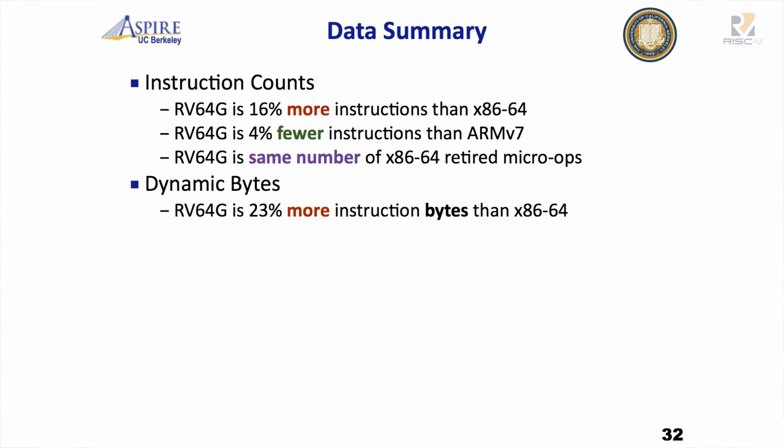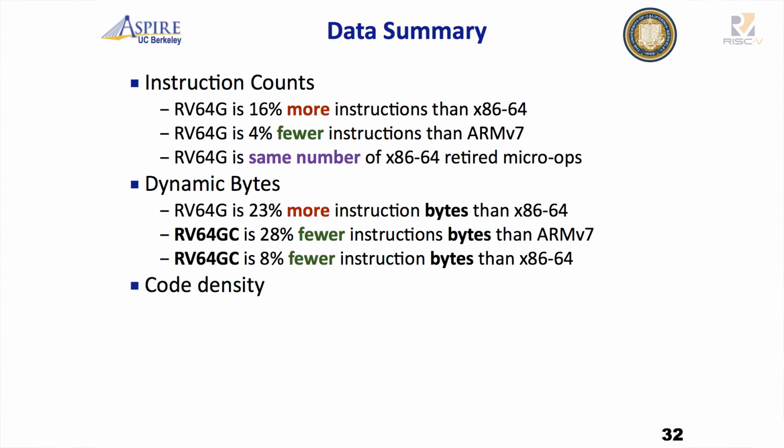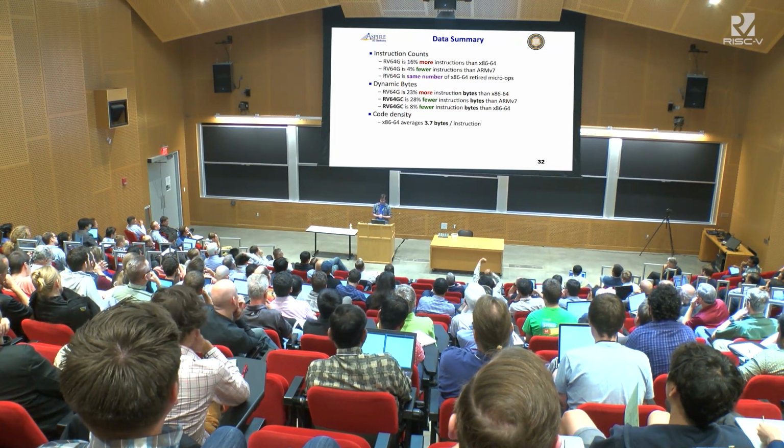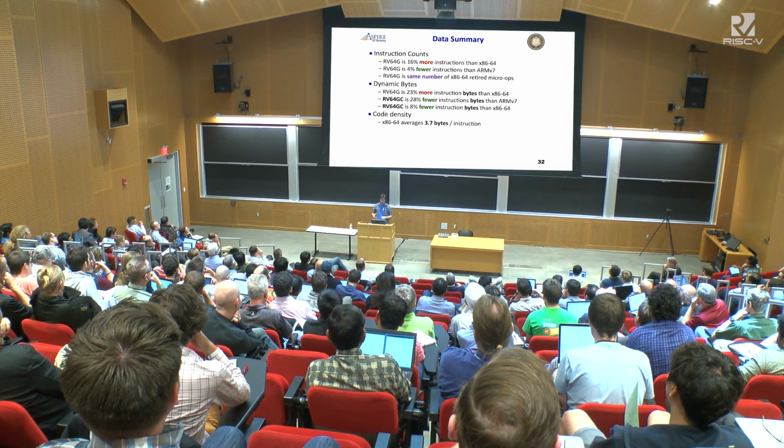So we're 23% more instruction bytes without the compressed extension. If we add in the compressed extension, we're 28% fewer bytes than ARMv7. We're 8% fewer instruction bytes on average than x86-64. Part of this is because, I was quite surprised, the code density of x86-64 is actually pretty bad. It's about 3.7 bytes with a high variance. So for many of the workloads, it was using more than 4 bytes on average. Maybe they should have kicked into another RISC ISA or something.